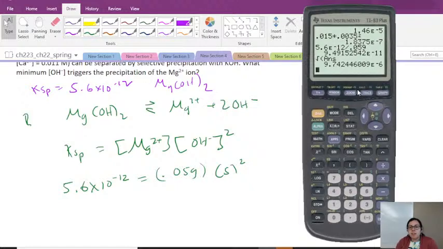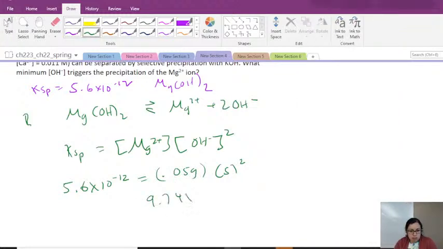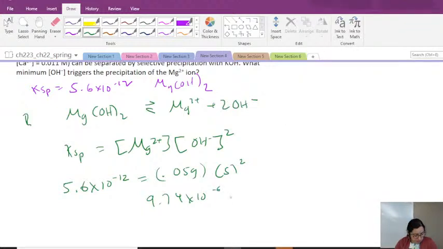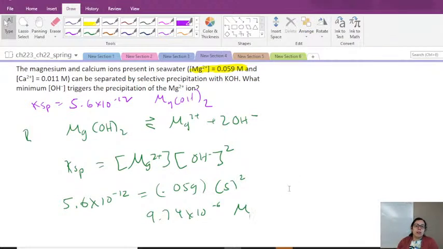So I get x of like 9.74 times 10 to the negative 4. So I see other people got that. 10 to the negative 6, sorry, for our molarity. And so again, that's just the minimum concentration of hydroxide then.